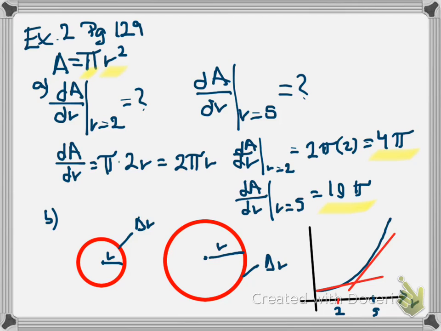Okay, this is the radius and this is the area. Well, this is the first part of lesson 3.4, which is rates of change.